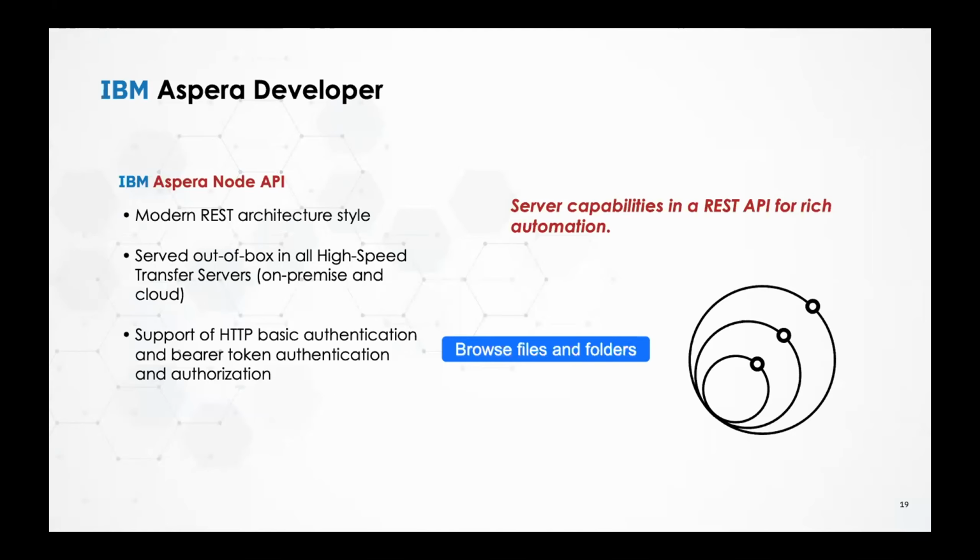So using that Node API endpoint for browsing or for doing those file system operations is in many times crucial. You can also generate token, transfer token. So let me talk really briefly about the transfer token here.